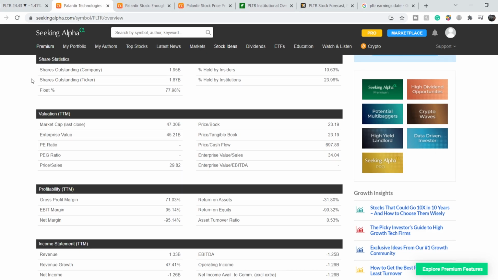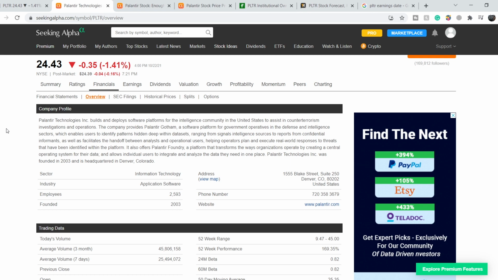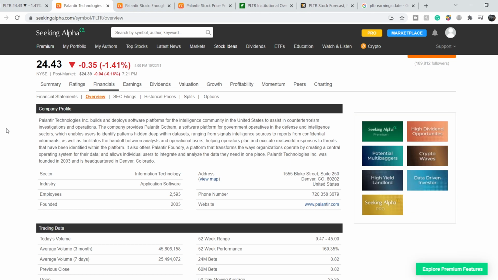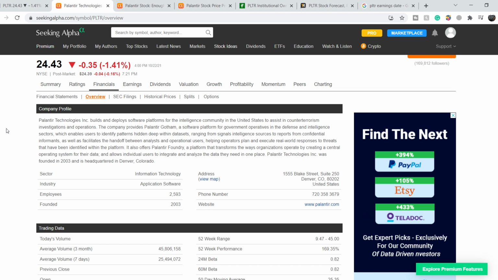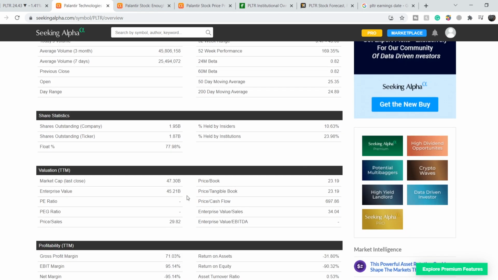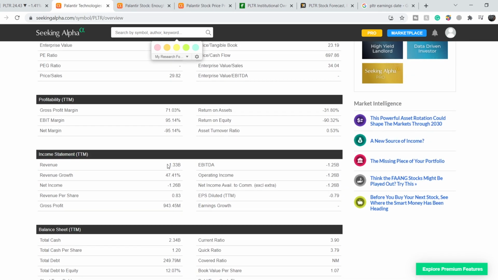So let's start with the company profile. Palantir Technologies builds and deploys software platforms for the intelligence community in the United States to assist in counter-terrorism investigations and operations. The company has 2 main products. It is Palantir Gotham, a software platform for government contracts, and Palantir Foundry, a platform for commercial contracts. And for now, this company has a total market cap of $47.3 billion. They have a revenue of $1.33 billion with a negative net income of $1.26 billion.